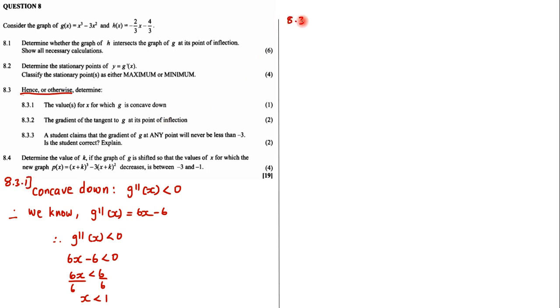And then on 8.3.2, they said we need to determine the gradient of the tangent to g at its point of inflection. So right now we are looking for the gradient of the tangent to g at its point of inflection. What does this mean? We need to go back and figure out what we meant by point of inflection.